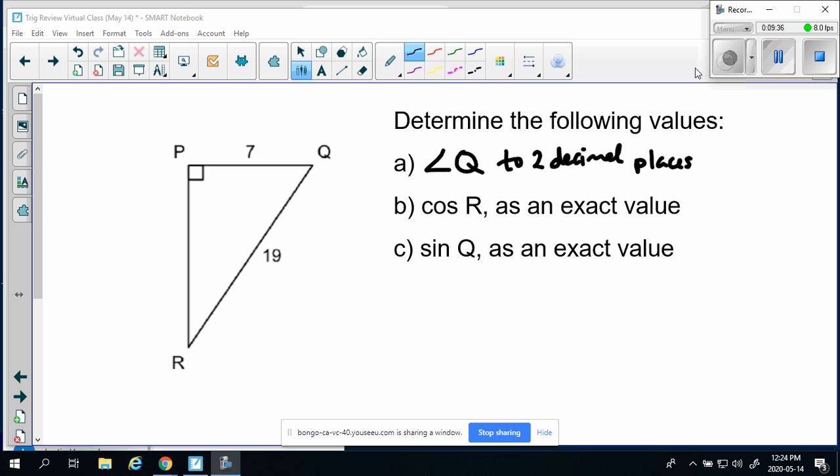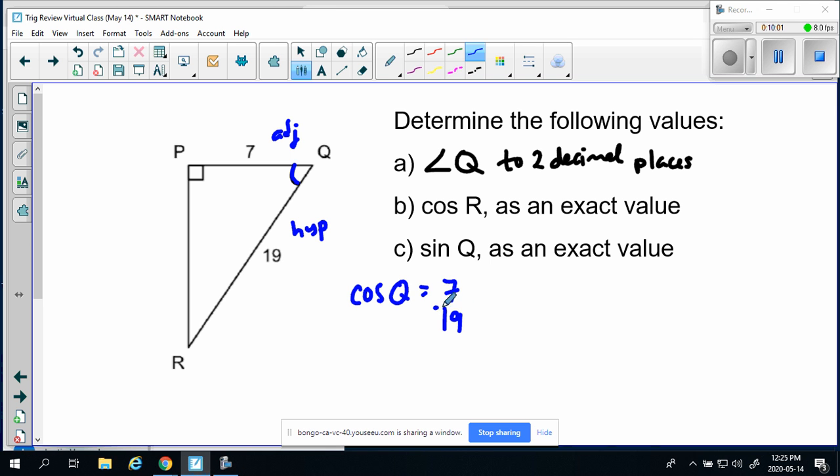How do we find an angle? We're only given side lengths and they want us to find angle Q to 2 decimal places. So if I'm standing here, then this is the adjacent and this is the hypotenuse. So we're going to use cos. So we know that cos of the angle Q is equal to 7 over 19.